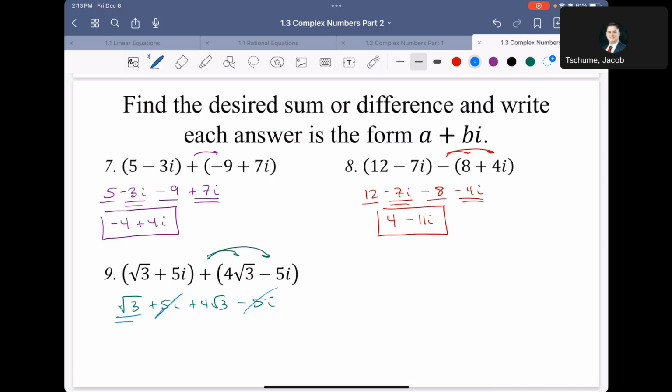So all you have to do now is put your two other terms together. If you take root 3 and you add 4 root 3's to that, that means you have 5 root 3's. And that would be your simplified number. It's actually not a complex number, though, because there's not an imaginary part. This is just a regular number, which sometimes happens when we work with complex numbers together.